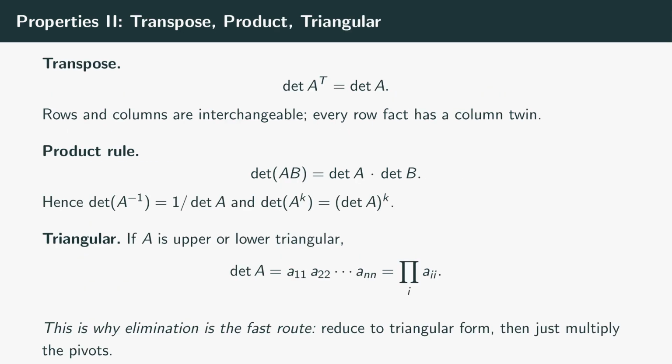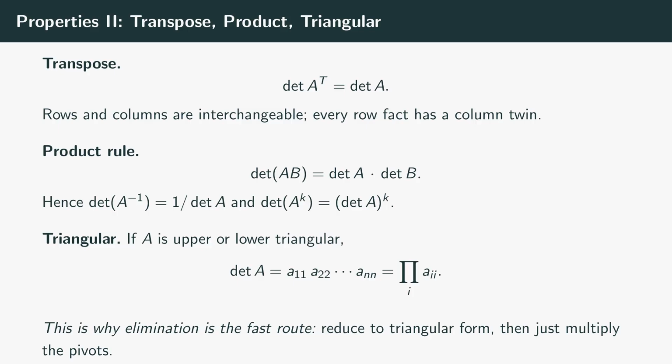Three more properties, all structural. First, a matrix and its transpose have the same determinant. That single fact means every statement we make about rows is automatically true for columns, which is why cofactor expansion works down a column just as well as across a row. Second, the product rule. The determinant of a product equals the product of the determinants. This is remarkable. The determinant turns matrix multiplication, which is intricate, into ordinary number multiplication.